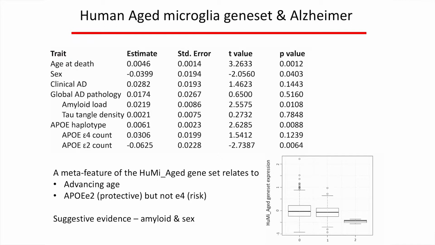There's suggestive evidence for a relationship with amyloid and sex, with the relationship with amyloid, again being suggestive, shown over here, and positive, so basically more microglia with more amyloid deposition. And over here, this is just the number of different E2 alleles. We had 22 individuals who are homozygous for E2, which are shown over here in terms of the level of expression of the gene set as a meta feature.